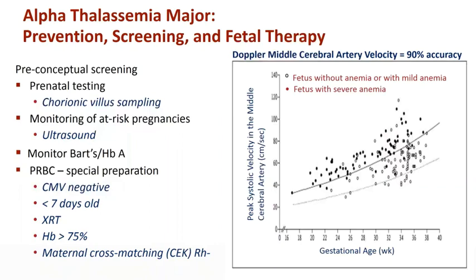Now, if you have an at-risk case, then you can make a decision to transfuse them before they develop irreversible damage. And during the fetal transfusion, you want to monitor and measure Bart's hemoglobin and give fetal blood products that are CMV negative, under 7 days, irradiated, with a very high hemoglobin mass of 75%, and optimally cross-matched with the mother first.